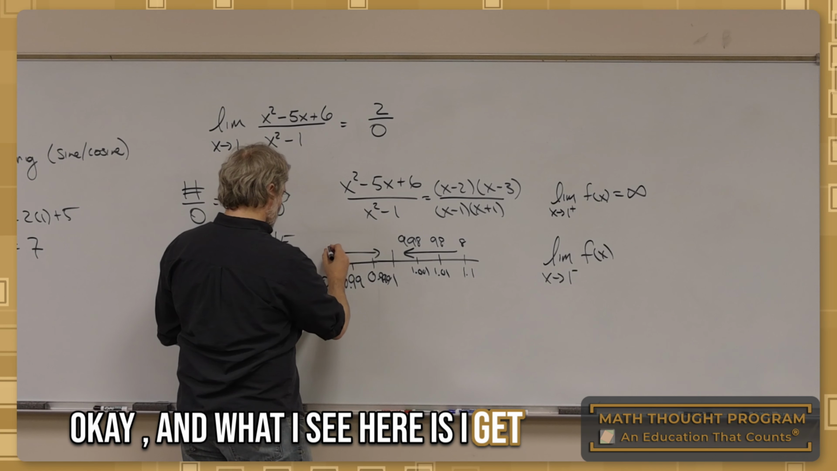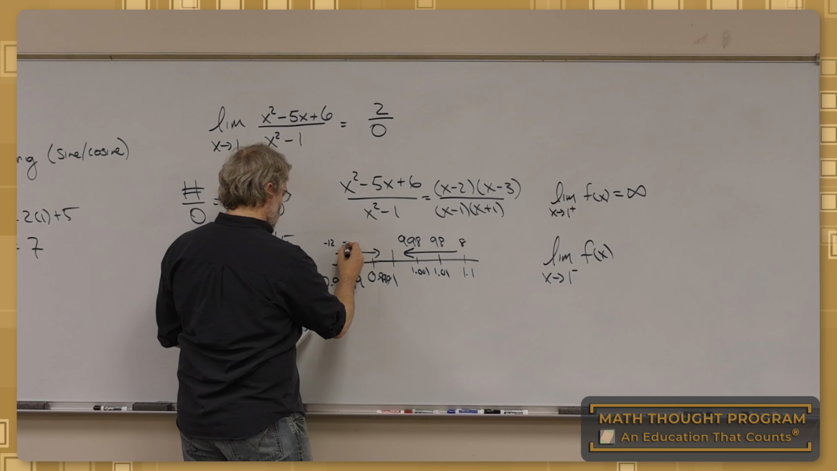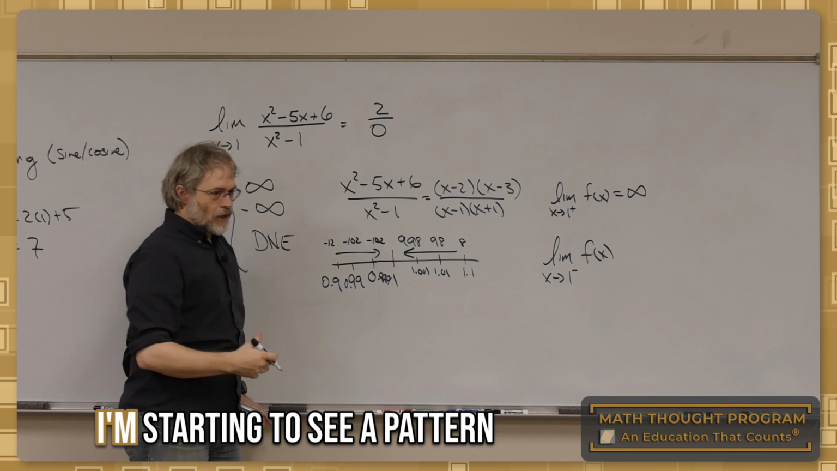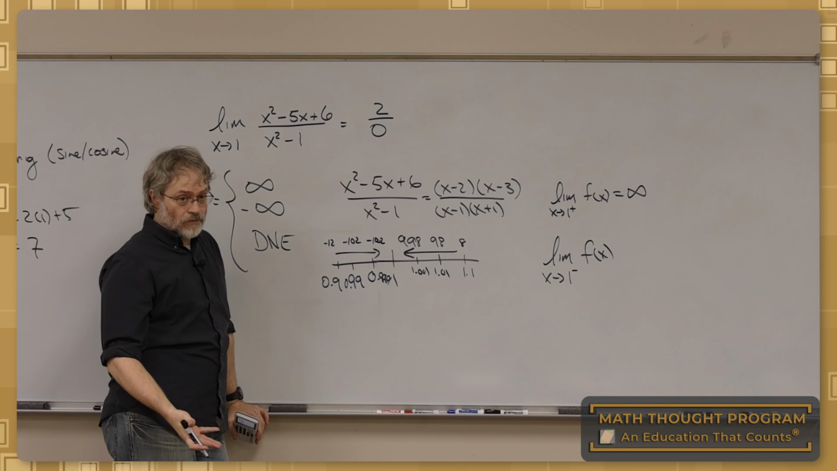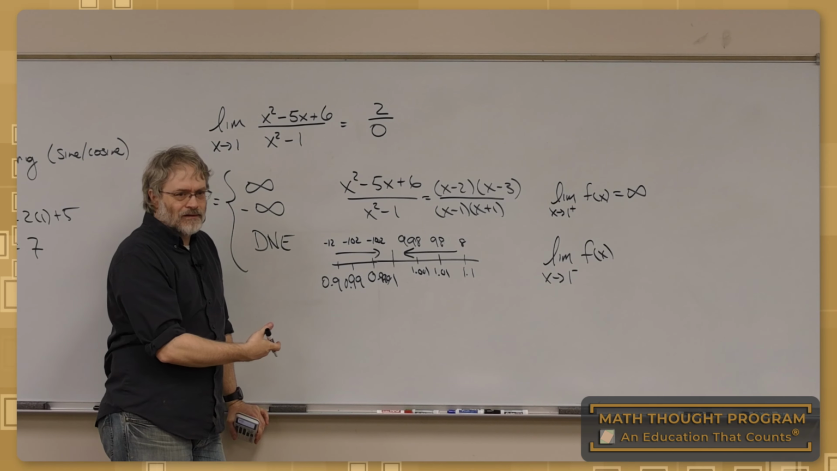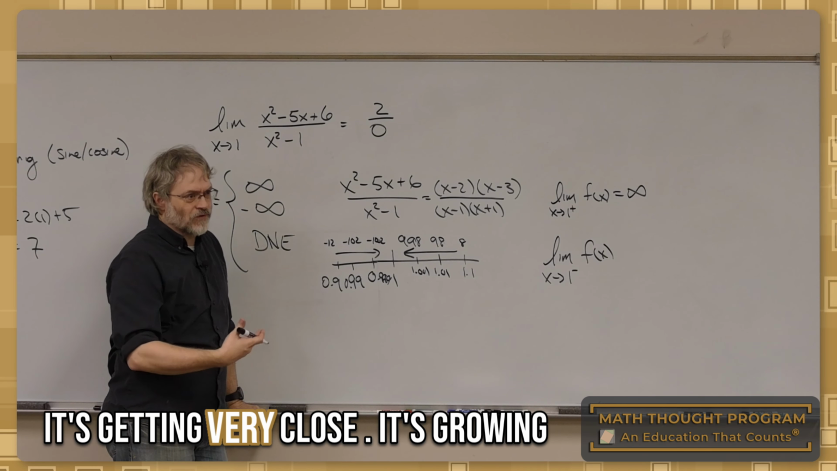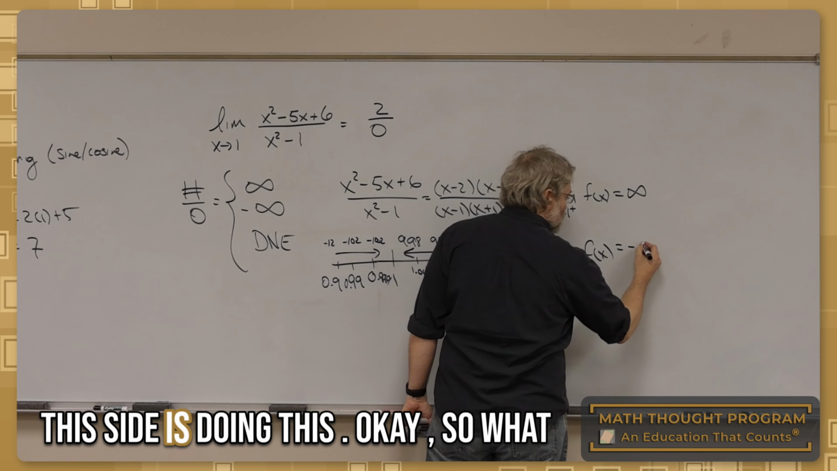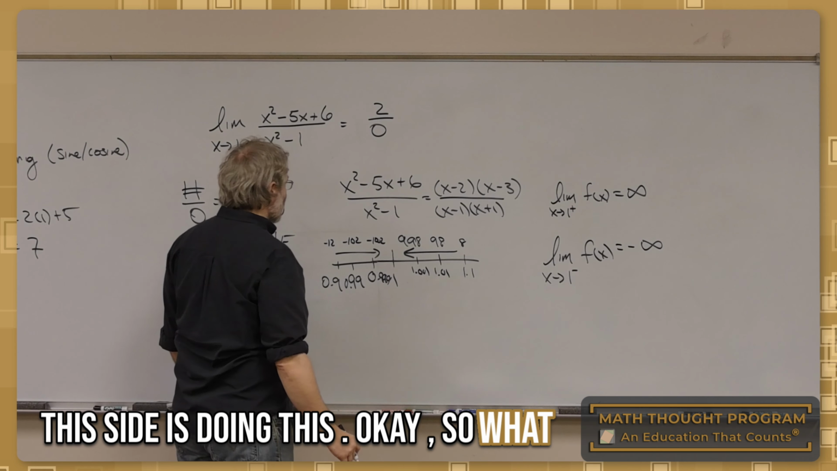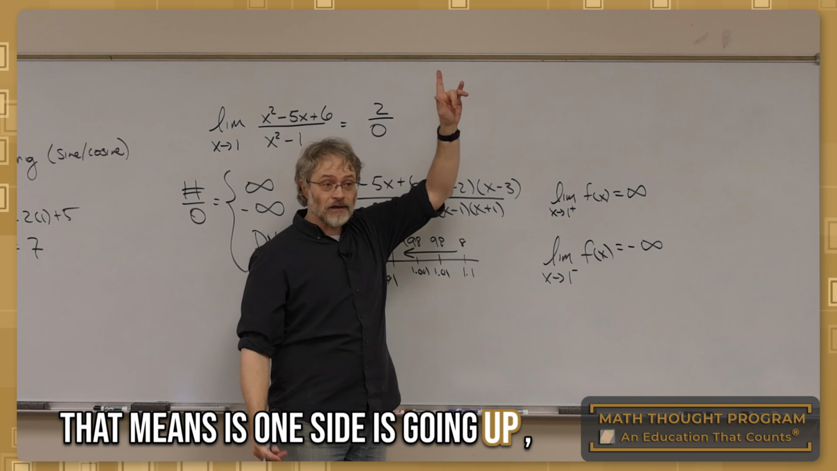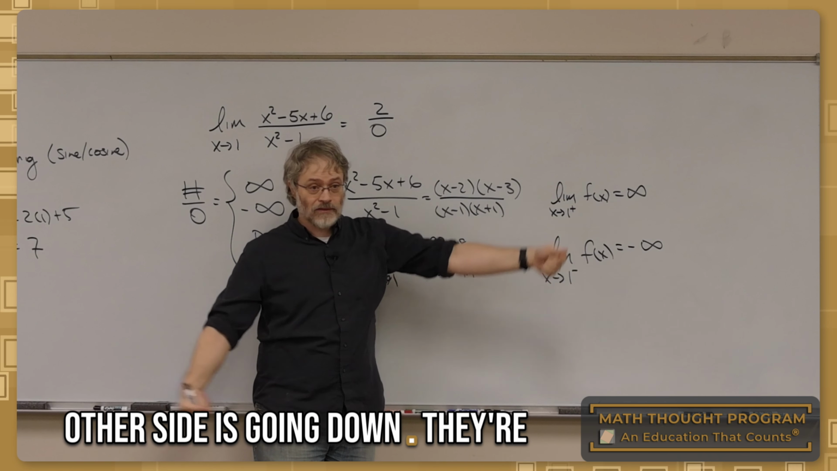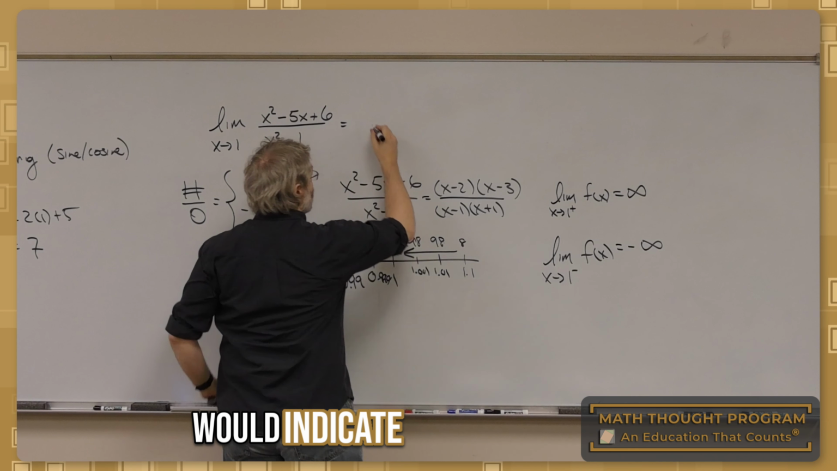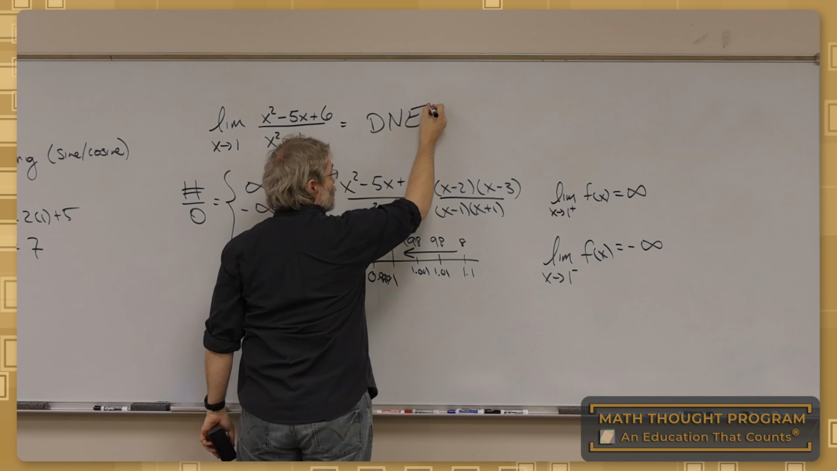Okay, and what I see here is I get roughly about negative 12, negative 102, negative 1,002, and I'm starting to see a pattern. What am I seeing? It's getting very close. It's growing towards negative infinity. So this side is doing this. What that means is one side's going up, the other side's going down. They're not coming together. So this would indicate the limit does not exist.